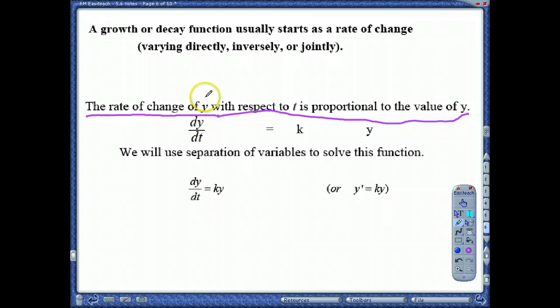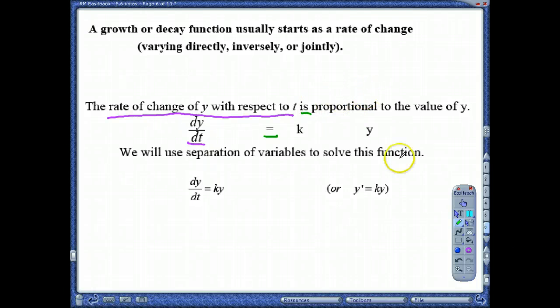The rate of change of y with respect to t, so that's our dy over dt, is equal to, let me get rid of that. Okay, so the rate of change of y with respect to t, that's that guy, is your equal sign, proportional to the value of y. So notice they don't have the word inversely, so we know that that is direct, which means multiplication.